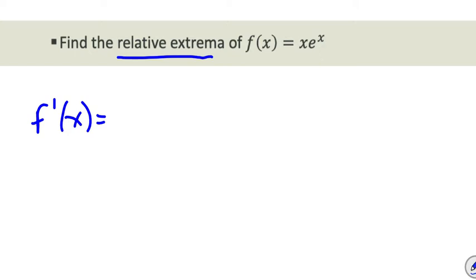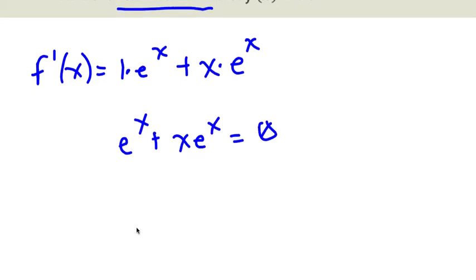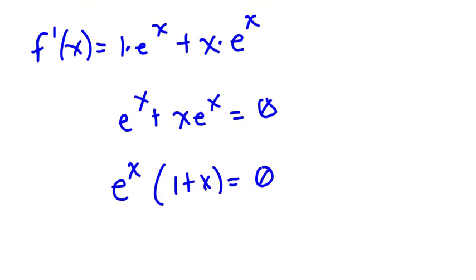So the derivative of the first is 1 times the second, e to the x, plus the first function, x, times the derivative of the second. The derivative of e to the x is just e to the x. So we're going to set that equal to 0. So e to the x plus x e to the x equals 0. And we need to figure out where this is equal to 0. First of all, let's factor out an e to the x, and I'm left with 1 plus x equals 0.